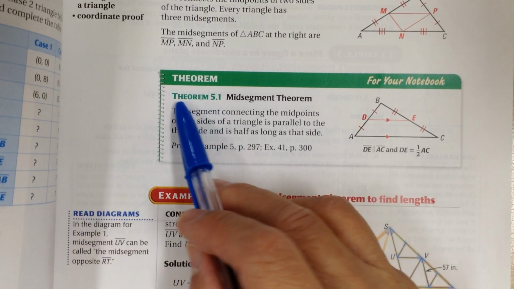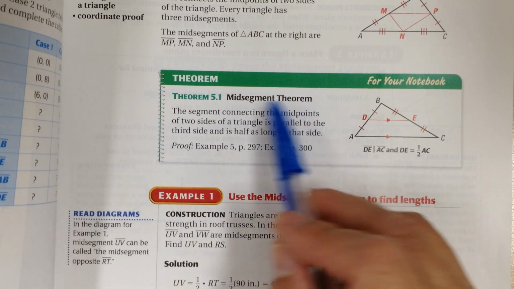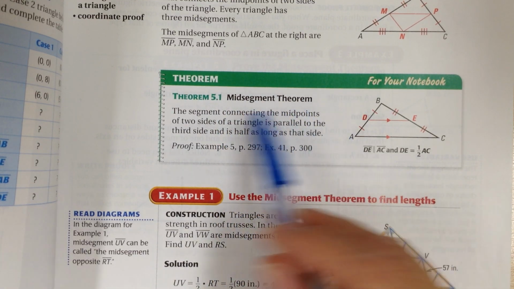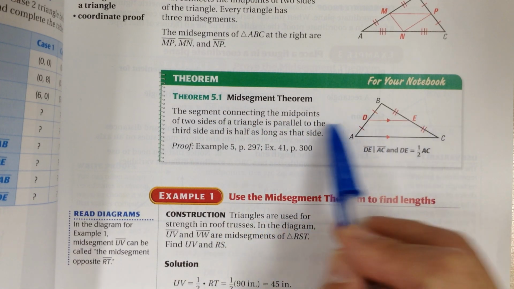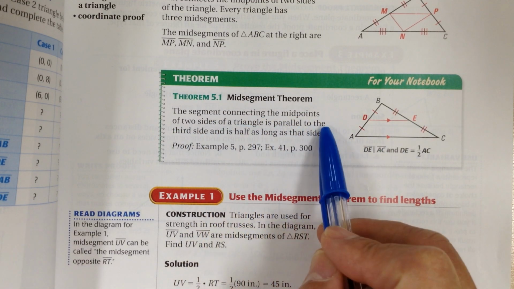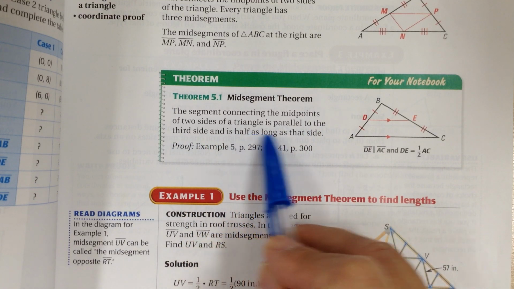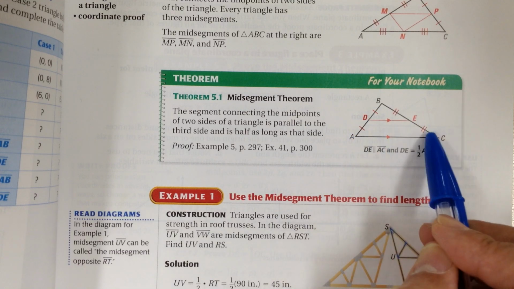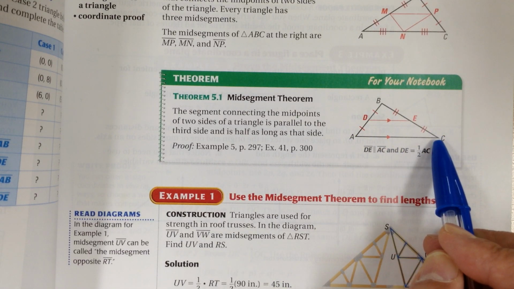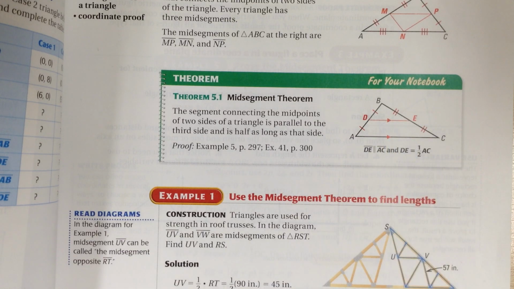Okay, so Theorem 5.1, the Midsegment Theorem, says the segment connecting the midpoints, like DE over here, of two sides of a triangle is parallel to the third side and half as long as that side. So the midsegment is parallel to the third side and is half as long.